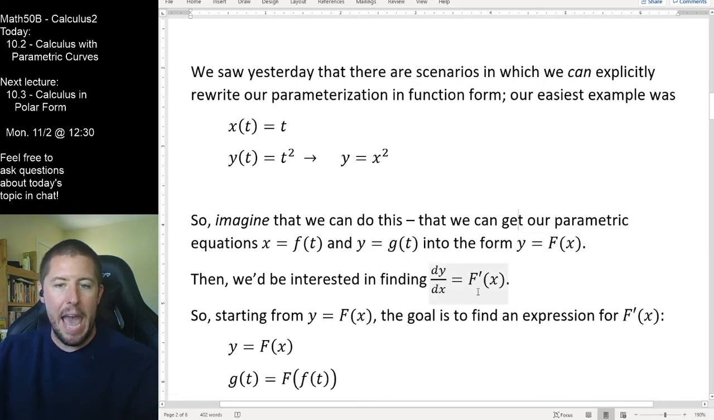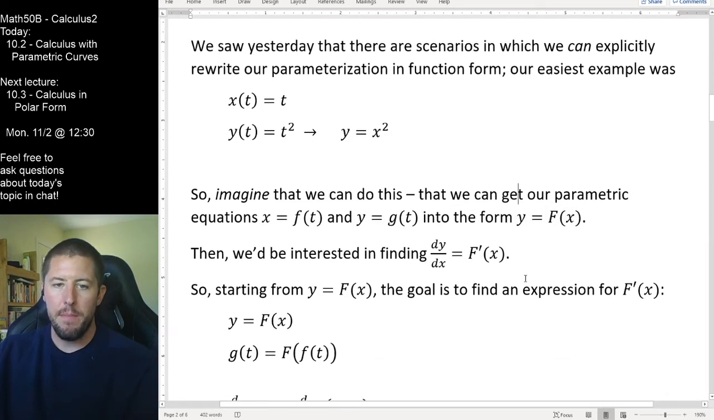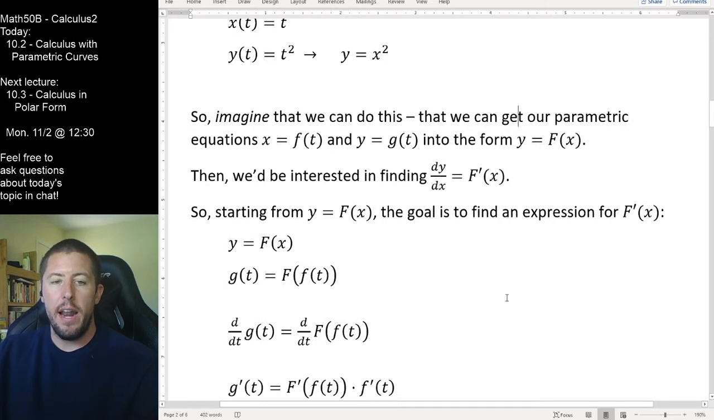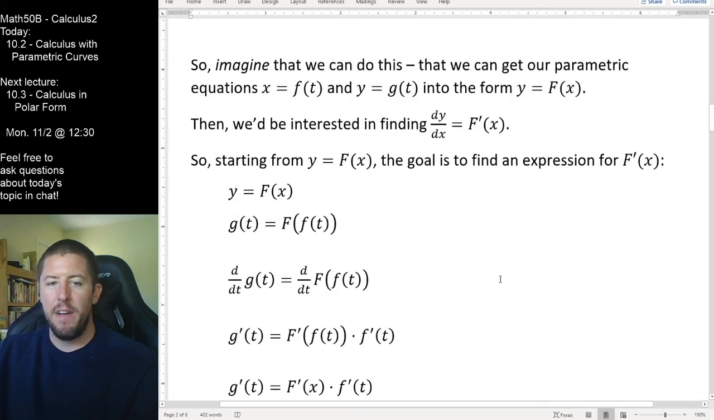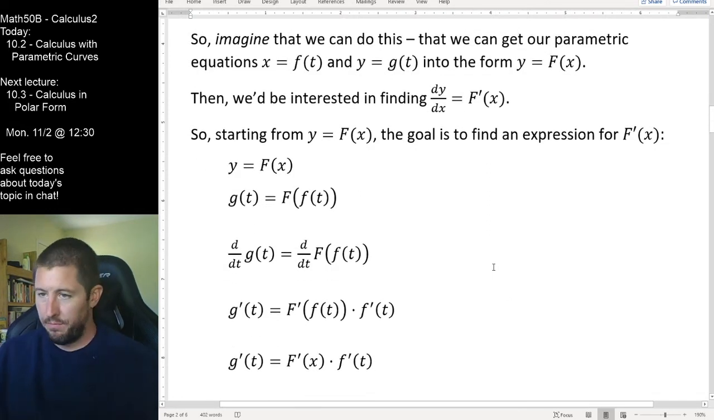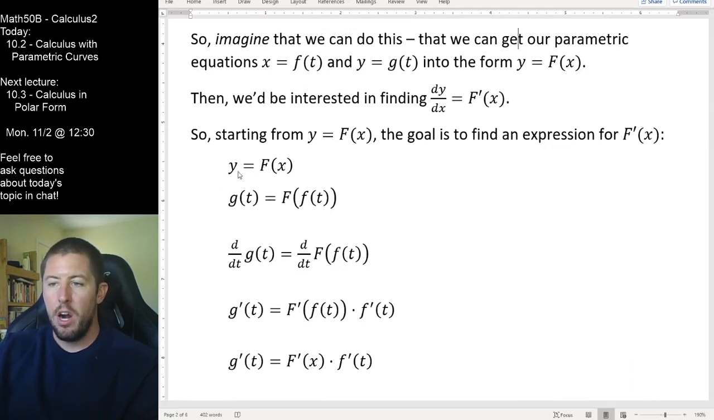Dy dx is this capital F prime of x, because we're saying that capital F of x is exactly how we're defining the y function. This says take the derivative of y with respect to x, right? So here's how we're going to do this. Let's just start from this imagined y equals F of x that we probably can't find, and let's use the fact that x is f of t, y is g of t, to help find an alternate form for that. So here's what we're going to do. First, we're going to start with just our generic statement. This is our imagined thing that we can't find.